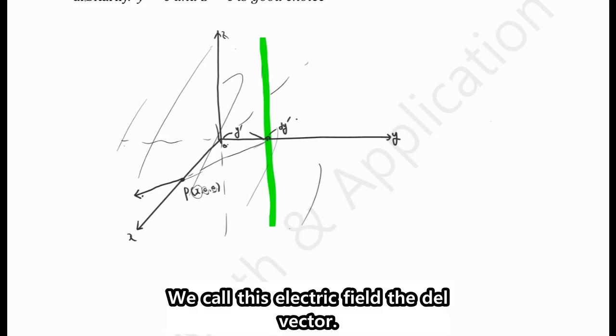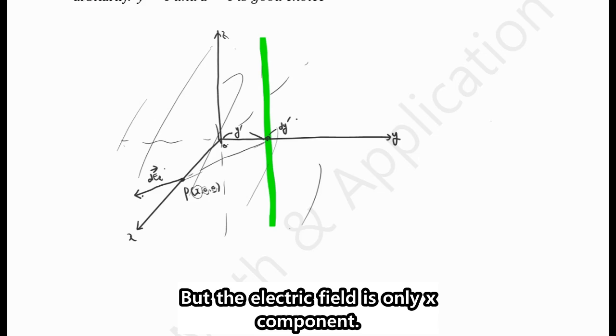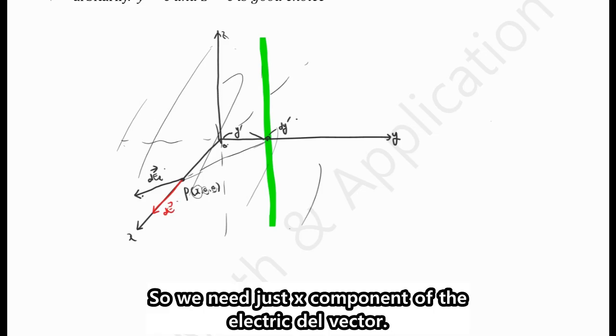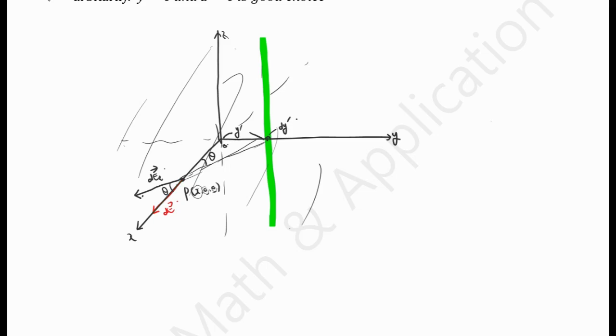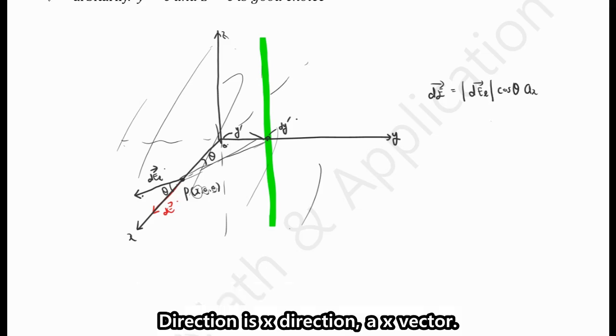We call this electric field the dE vector. But the electric field only has an x component. So we need just the x component of the dE vector. We let this angle be theta, and dE_x is the magnitude of the dE vector times cosine theta, with direction in the x direction, a_x vector. So we have to find the dE vector.